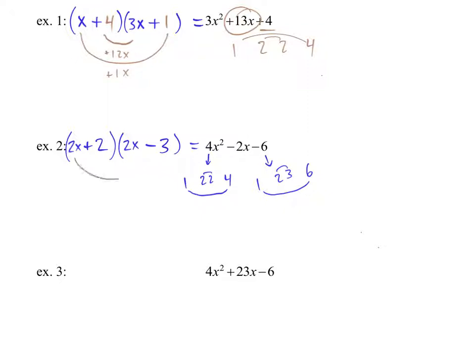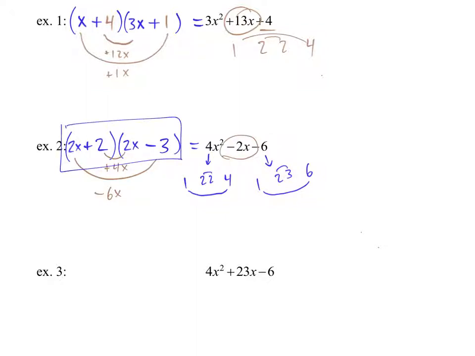The outside gives me a minus 6x. The inside gives me a plus 4x. We hope like crazy we get a minus 2x. And we do, right? So we're done. This is the answer.